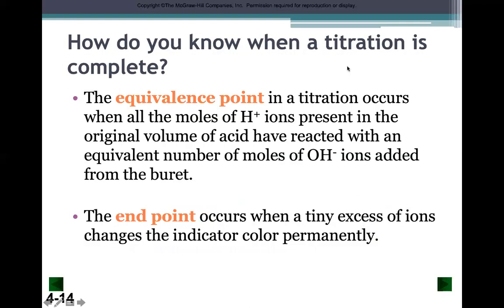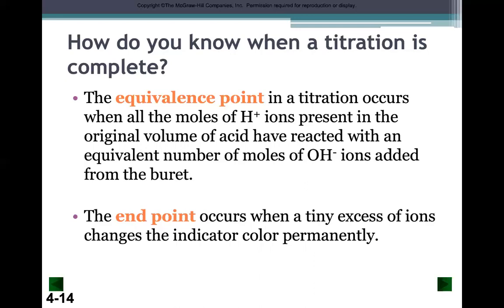Now, two things we were looking for in the lab: the difference between the equivalence point and the end point. The equivalence point, which is what we're talking about now, is when you do a titration and the moles of H plus ions present in the acid are exactly equal, or equivalent, in number to the number of moles of OH minus ions from the burette. So when we get this perfect balance between H's and OH's, that is what we call the equivalence point.